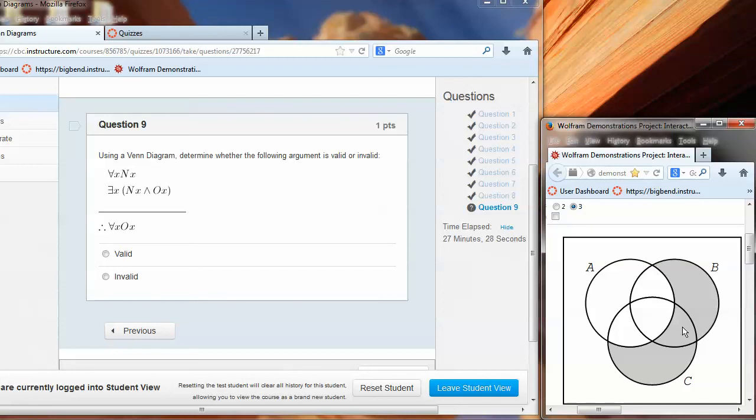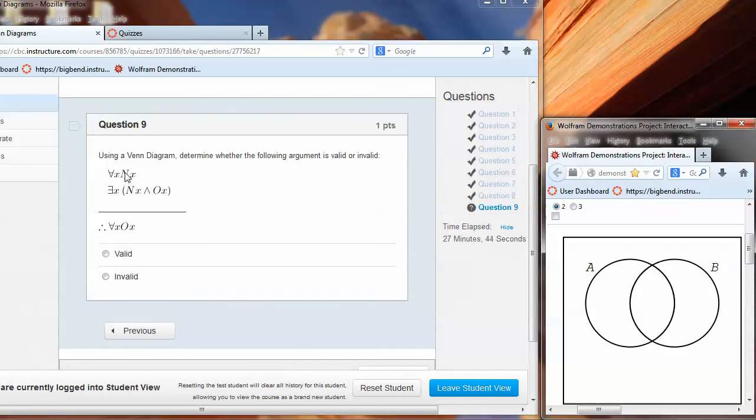Oh, and actually, this is the wrong kind of diagram. If you take a look at this argument, you'll see that there are only two predicate letters, right? All we have are N and O. So really, we don't need three circles here. We only need two circles. One for N, one for O.